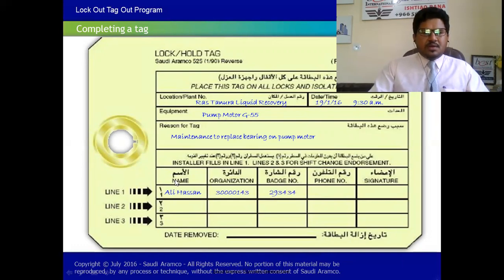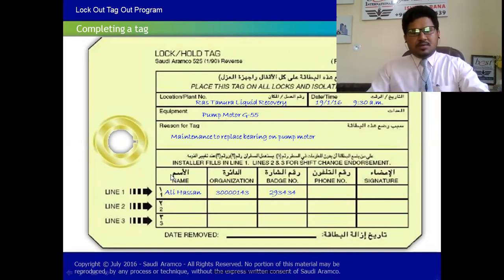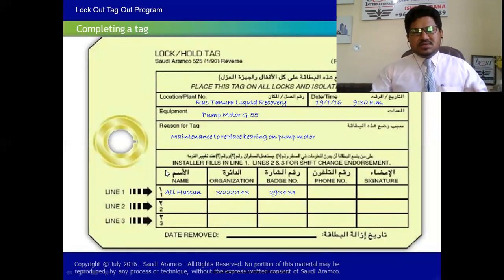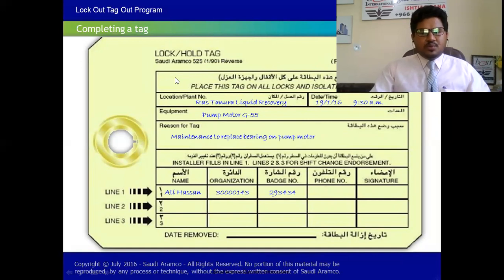So clearly this lock and hold tag will be a better visible awareness for all the employees. Whoever comes to that area can see that there is a lock and hold tag, which he will not touch.